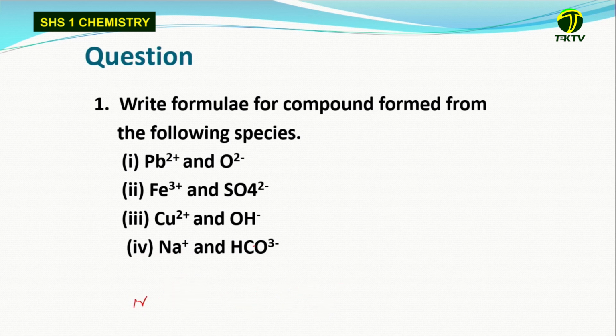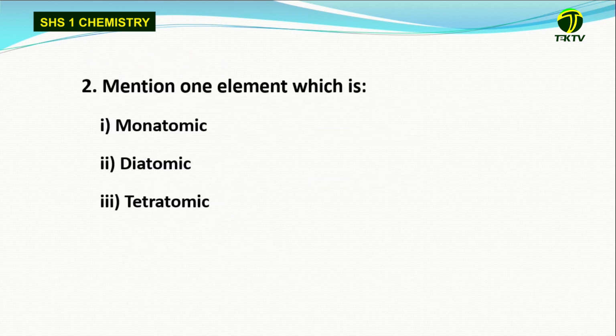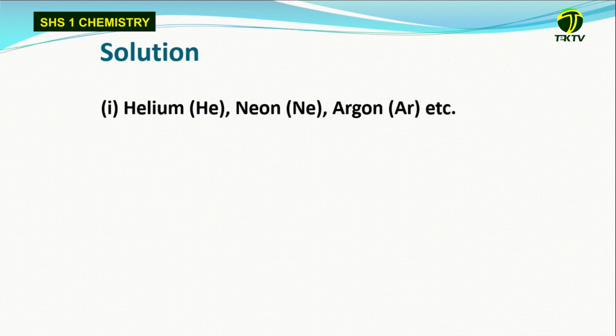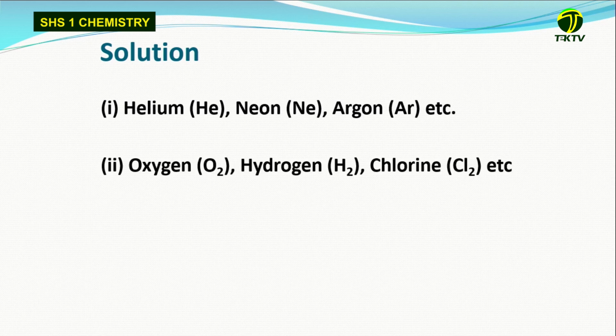So let us look at another question. I want you to write one element which is (i) monoatomic, (ii) diatomic, (iii) tetratomic. Don't forget, I say element. I did not mention compound. So hurry up to give me the answer. Just mention the formula or the element. So mark it yourself. We have helium, neon, argon, and so on. They are all monoatomic. The second one, we see O2, H2, Cl2. They are diatomic elements. And then we have phosphorus, which is P4, tetraatomic. So I hope you have also scored 3 out of 3.